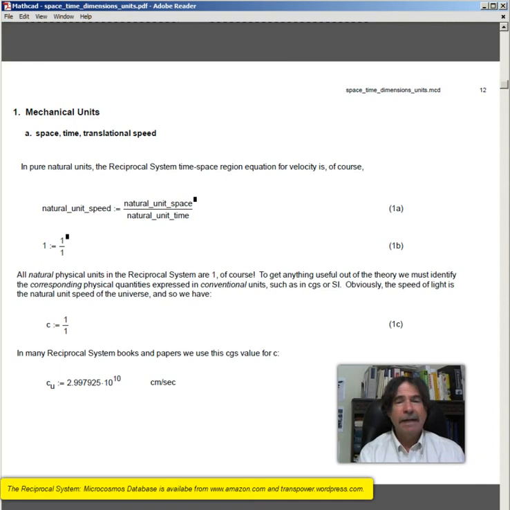To get anything useful out of the theory, we must identify the corresponding physical quantities expressed in conventional units, such as in CGS or SI. Obviously, the speed of light is the natural unit speed of the universe, and so we have c equals 1 over 1. In many reciprocal system books and papers, we use this CGS value for c, 2.997925 times 10 to the 10th centimeters per second.